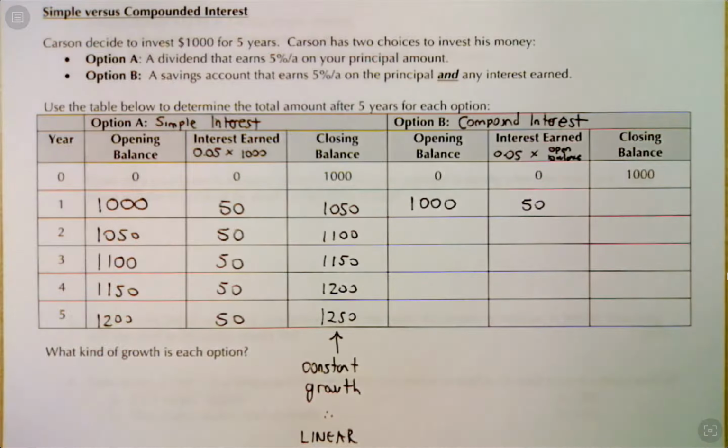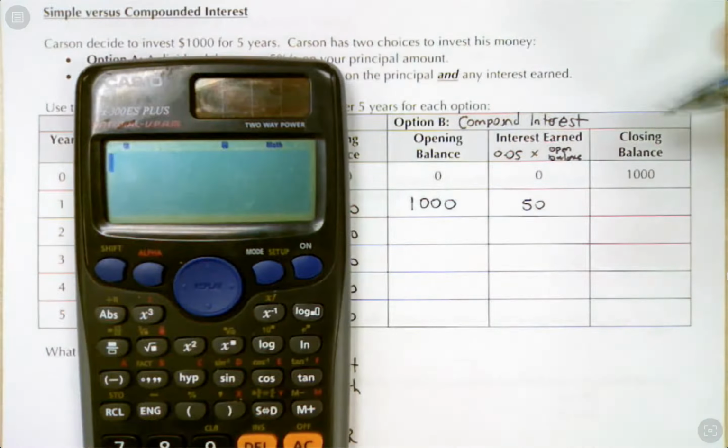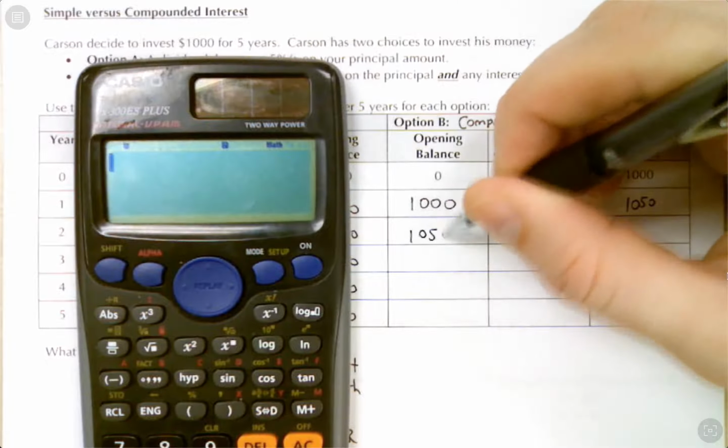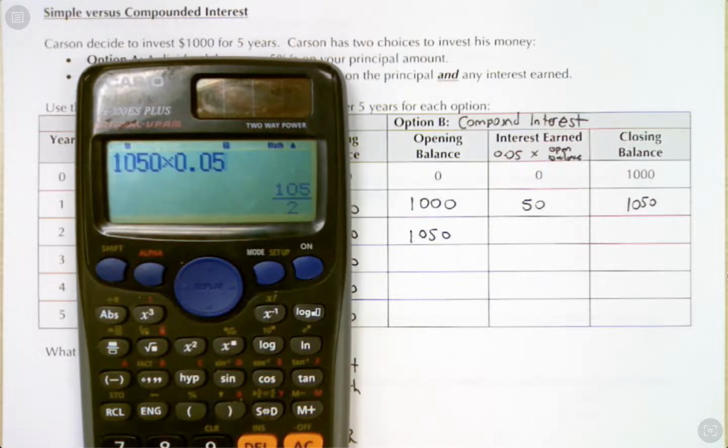So I'm going to get a calculator because now we're going to have to do some calculations because it's not just going to be $50 every year. Because at the beginning of the second year, he has $1,050. So $1,050 times 5% is $52.50.